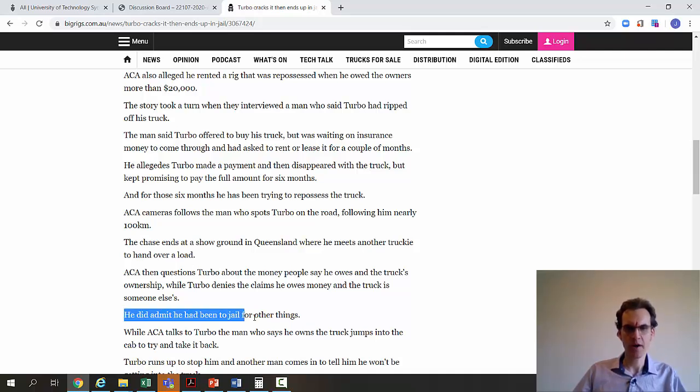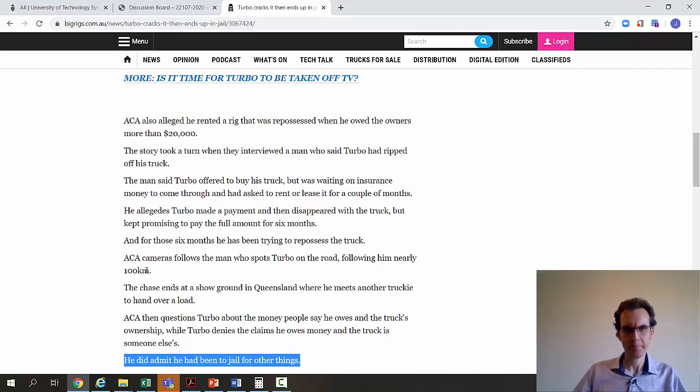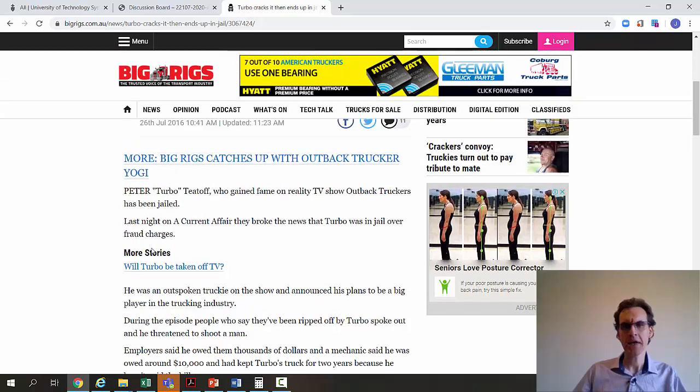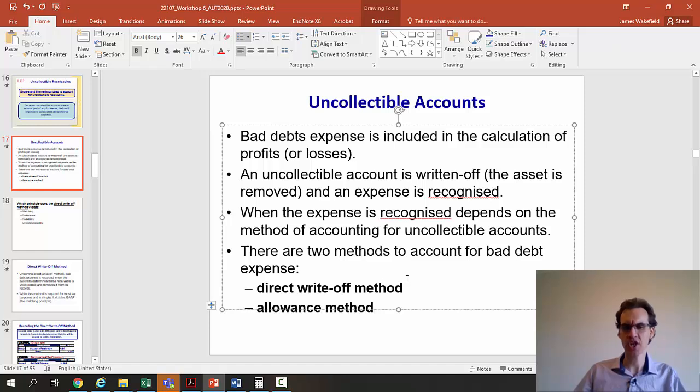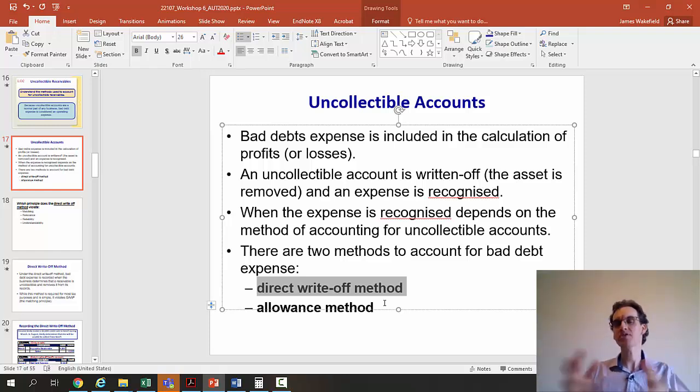Ultimately, Turbo was jailed for a number of years in Queensland over a number of crimes he committed, I believe around fraud. Accordingly, if Turbo owes you money but has no money to his name, is in jail, and therefore has really no way of paying you, then of course you're quite sure that you're never going to receive that money back. So if you apply all that information, you would write off the account. Here we're applying the direct write-off method because we are now absolutely sure that the account owing from, say, Turbo will never, ever be paid.